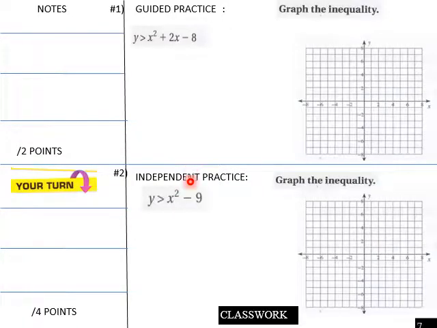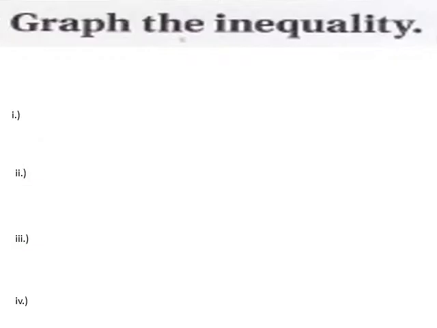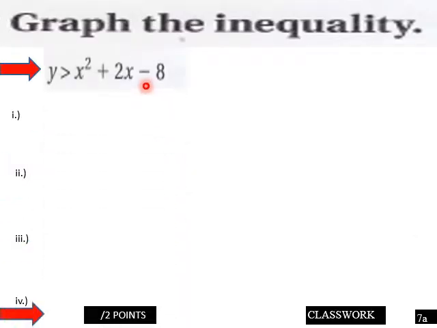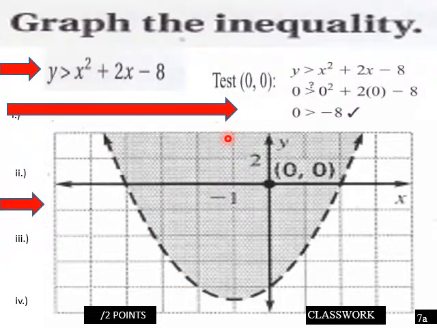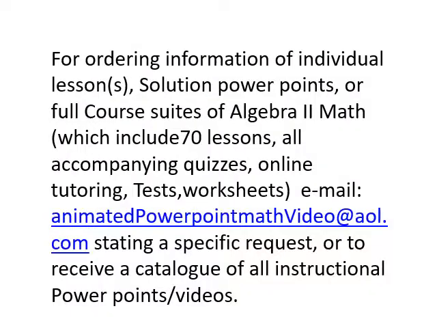Okay, now, guided practice. Students, this is yours. I'll do this one for you, this trinomial. Graph the inequality. So here's our trinomial. Here is the graph of that, and it is dashed because it's a strict inequality. We test (0, 0), and it turns out to be valid. Testing (0, 0): 0 is greater than -8. So this is your solution side of your parabola.